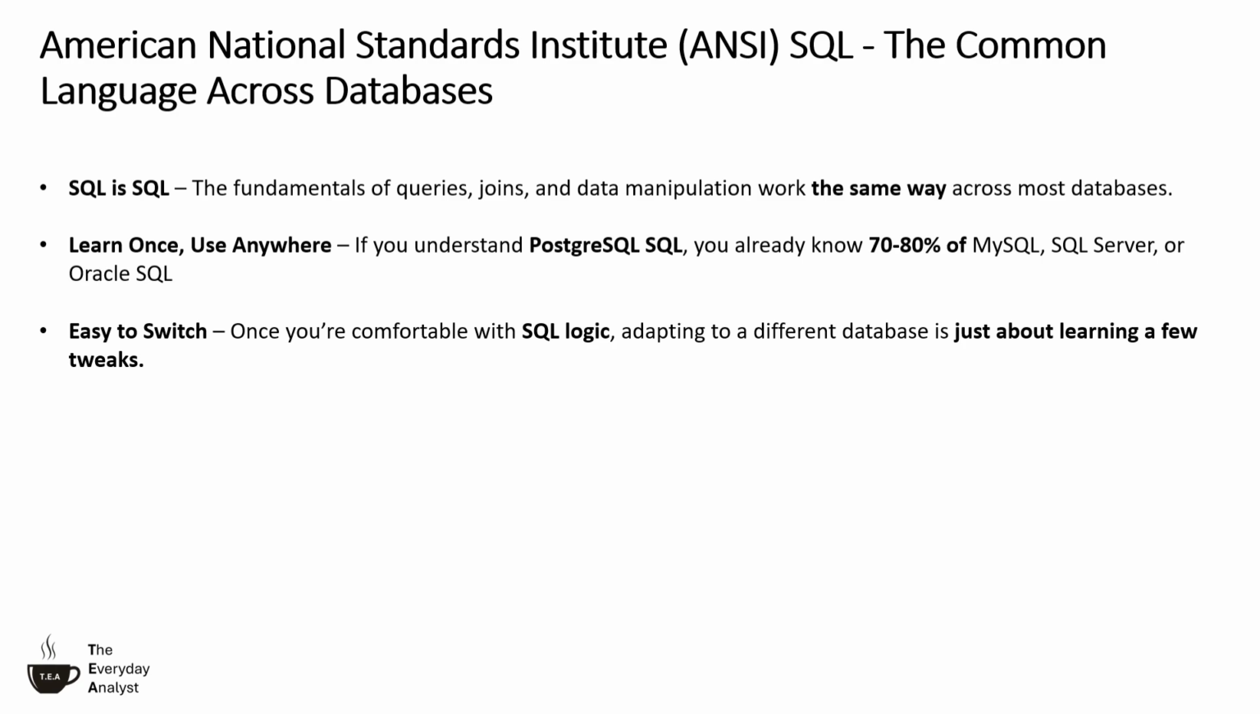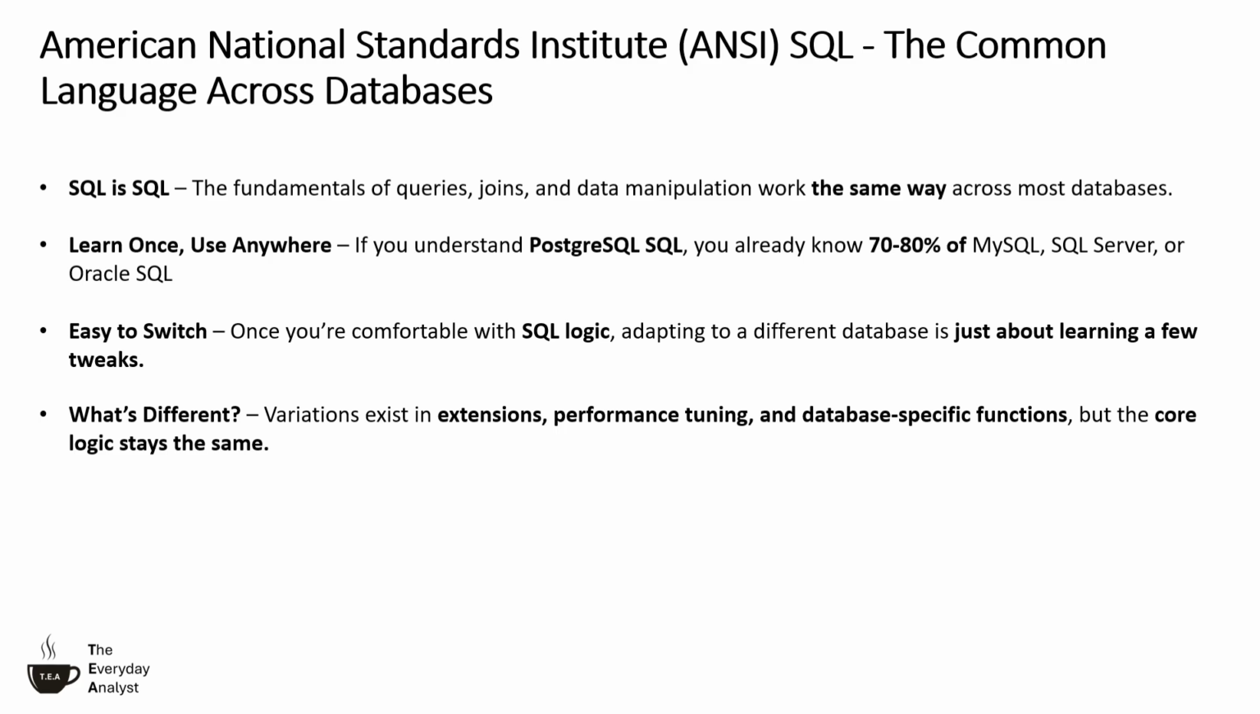The fundamentals of queries, joins, and manipulation work the same across most relational databases. Once you learn it, you can use it anywhere. So if you understand PostgreSQL, you already know 70 to 80% of MySQL, SQL Server, or Oracle SQL. Therefore, it's easy to switch. What's different is the variations that exist in extensions, performance tuning, and database-specific functions. But the core logic remains the same. So don't stress about picking one SQL database. Instead, focus on learning SQL as a language, and you will be able to apply it anywhere.